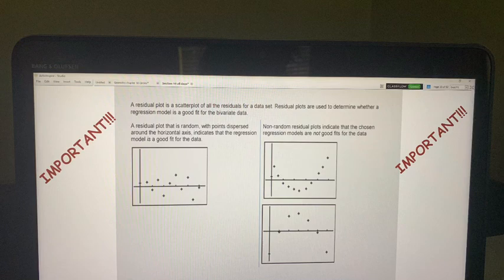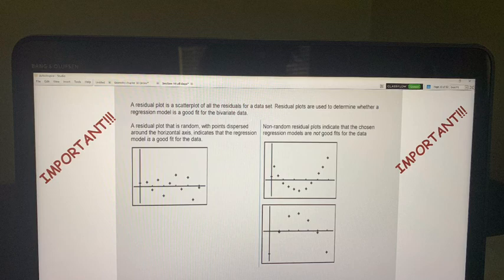Now, as we look at residuals, we need to look for an even distribution. When the residual plots are random, that is an indication that the line or the model is a good fit. But if it's non-random, then it is not a good fit.